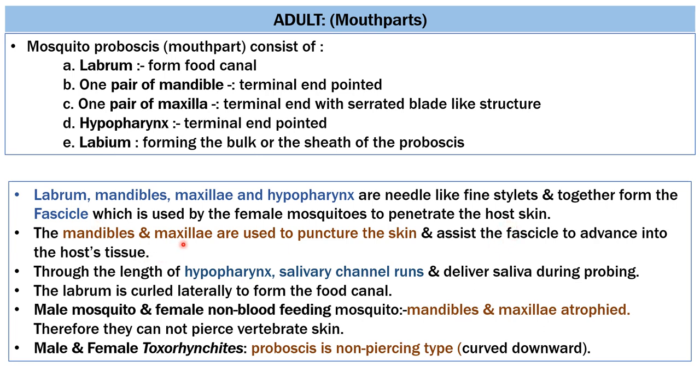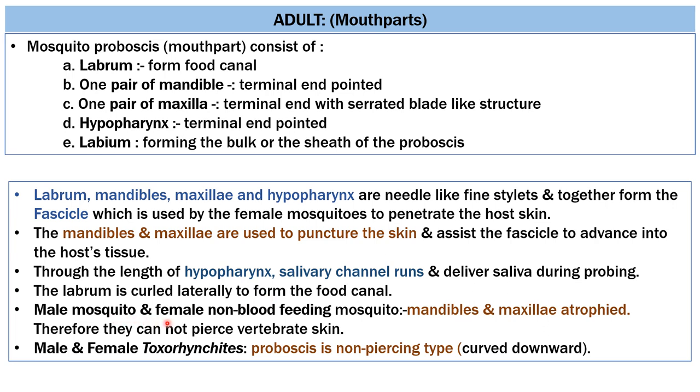The mandibles and maxillae are used to puncture the skin and that assist the fascicle to advance into the host tissues. Throughout the length of the hypopharynx, salivary channels run and deliver saliva during probing into the tissues. The labrum is curled laterally to form the food canal, and through the food canal, the blood meal or sugar solution is drawn up the proboscis.